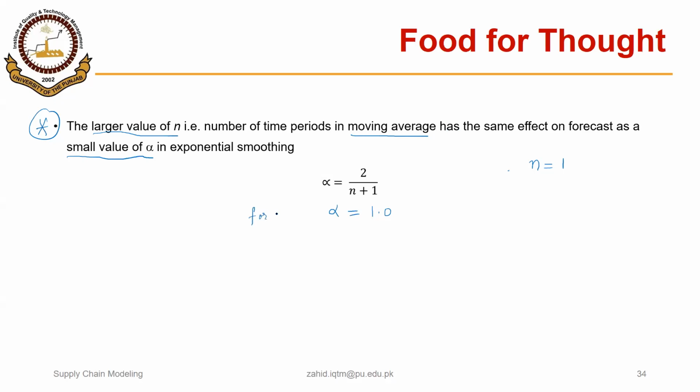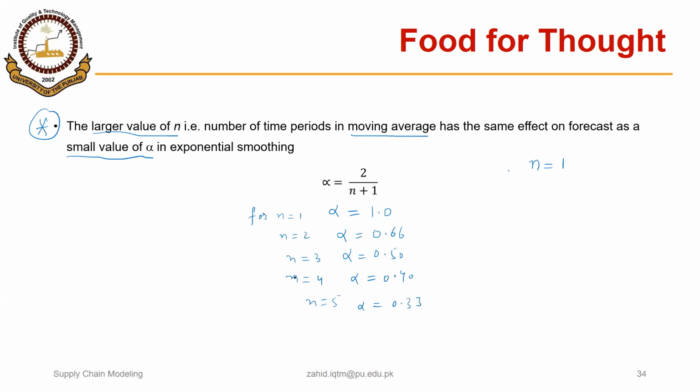So for n equal to 2, alpha becomes 2 divided by 3, so that is about 0.66. For n equal to 3, alpha becomes 0.50. So as we keep on increasing the number of periods in moving average, the alpha keeps on decreasing. So for n equal to 4, alpha will be equal to 0.40. For n equal to 5, alpha will be 0.33 and so on.